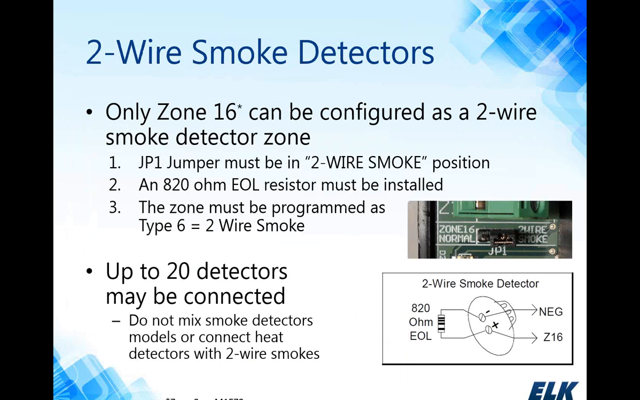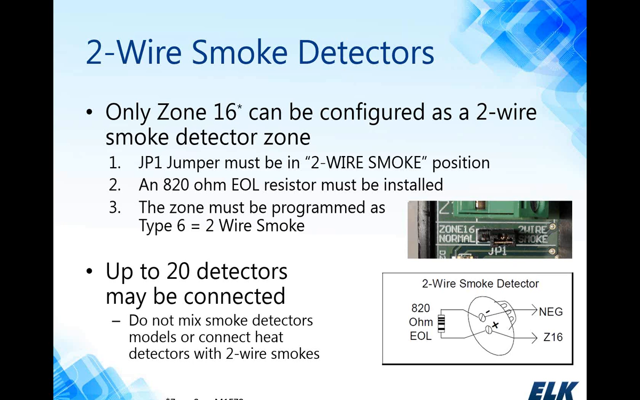The system does support 2-wire smoke detectors, and zone 16 is the only zone that will support 2-wire smokes. The JP1 jumper located at the bottom of zone 16 can either be set to 2-wire smoke or normal zone depending on what you're connecting. If you're connecting a 2-wire smoke detector, you want to make sure the JP1 jumper is on the right 2 pins. And because we're using 2-wire, you must use the 820 ohm end-of-line resistor at the last device.